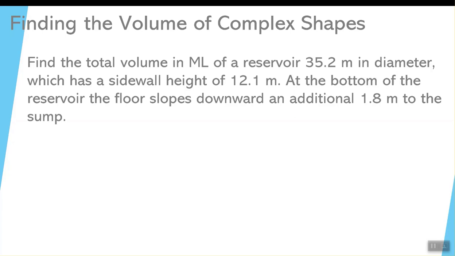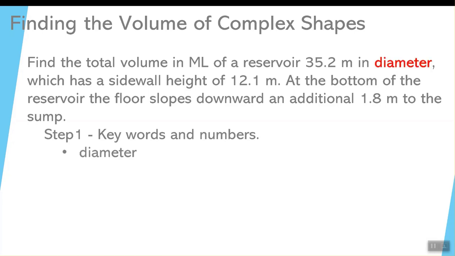There's a lot of words in there. So it becomes important for you to filter out the fluff and get the actual key pieces of information. Now we're going to take a look at the keywords and the numbers that go along with it. First keyword is diameter. That tells you the shape. Now we haven't even looked at any numbers, but now we know that the shape is going to be a cylinder, and the formula for that is going to be 0.785 times diameter times diameter times height.